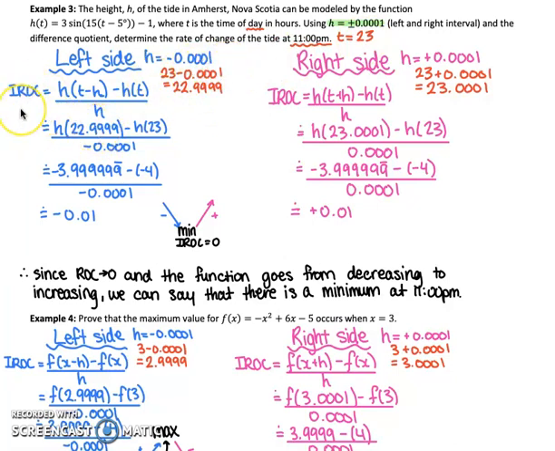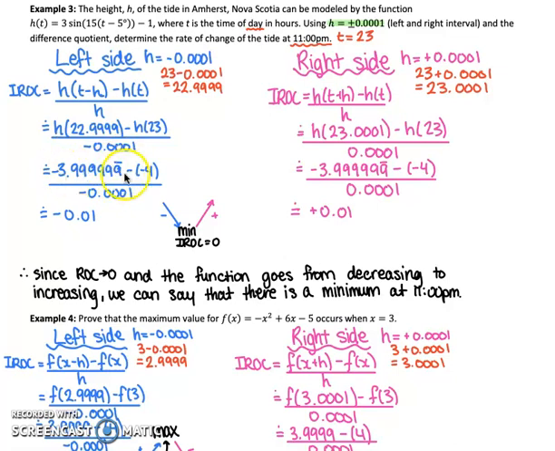So now we can use our IROC equation that we've already used previously in other lessons. So h of 22.9999 minus h of 23. We just plug in h into the equation to get these values here. Make sure that you're leaving enough space for your decimals. So if this is 6 numbers, you're going to want 6 decimals if this is an infinity number and it keeps going on and on and on in your calculator.